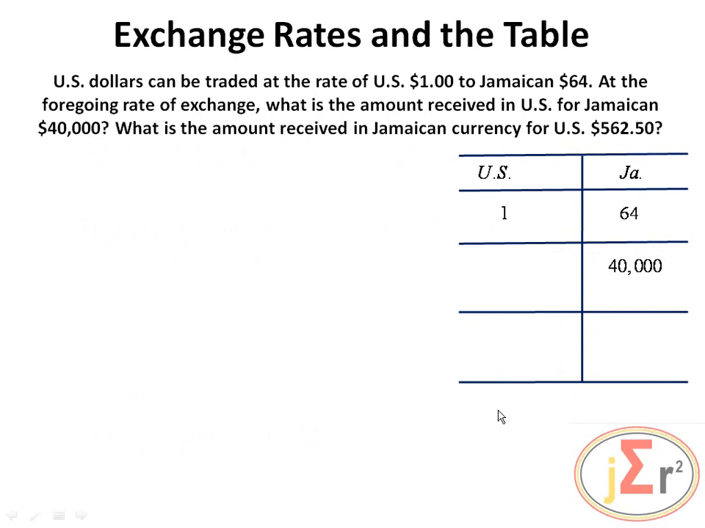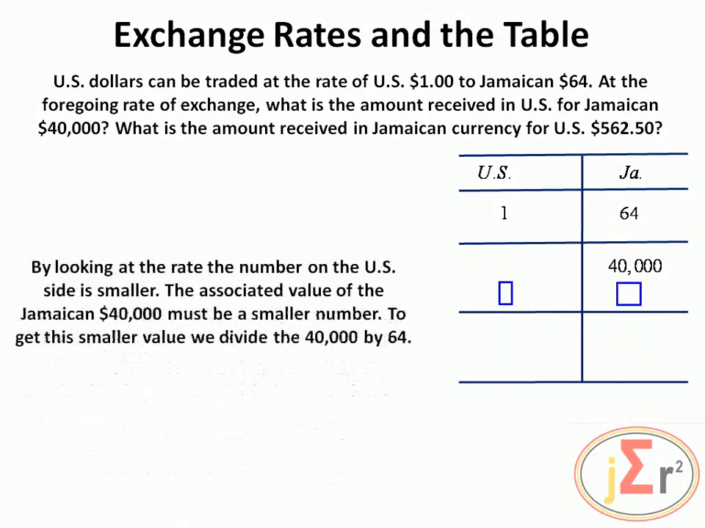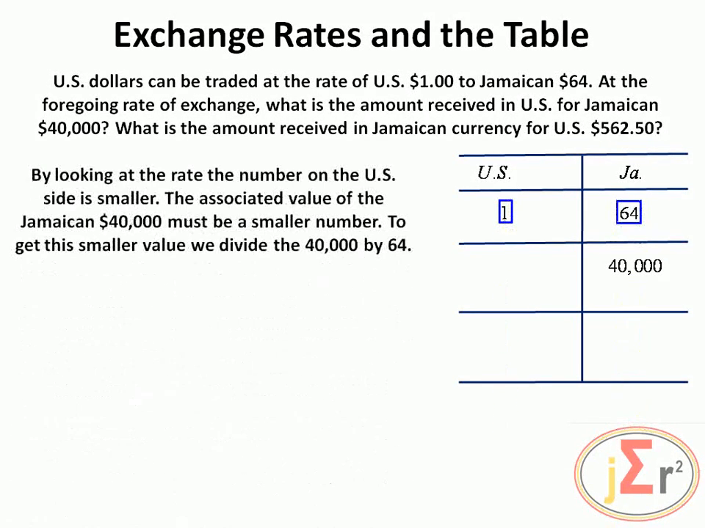So that we have what we had before. By looking at the rate, the number on the US side is smaller. The associated value of the Jamaican, $40,000, must be a smaller number. To get this smaller number, we divide the 40,000 by 64. So of course, here we need to have a smaller number, and the rate is 1 to 64. Therefore, we need to divide here by 64. And this is our answer. No problem whatsoever.